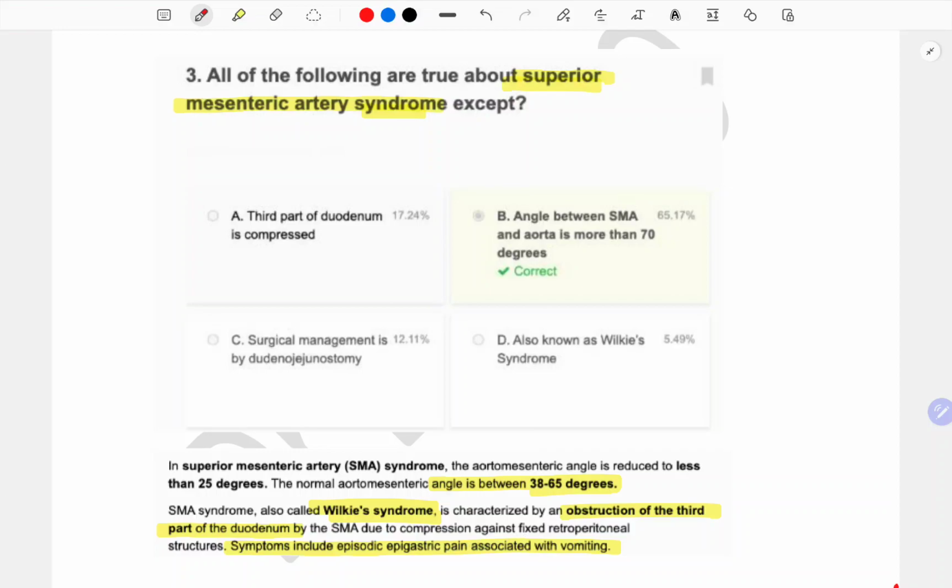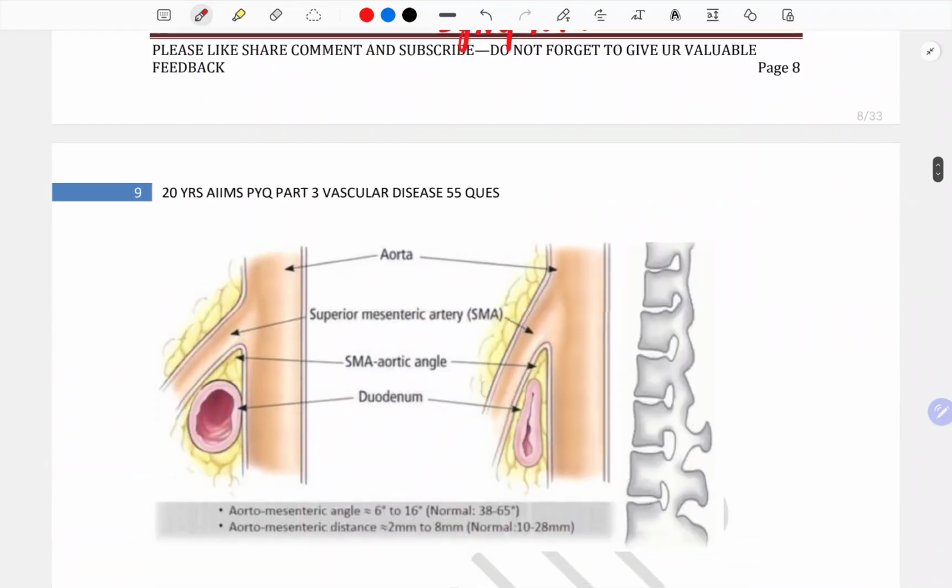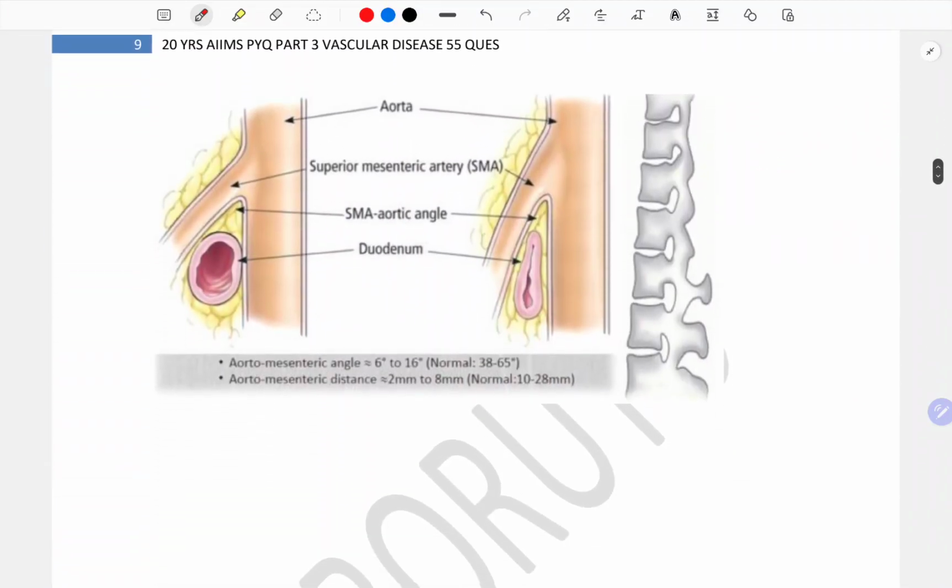So they are asking the wrong statement. The third part of the duodenum is compressed. Now this is a right statement because the duodenum is compressed, not the superior mesenteric artery. Second, the angle is more than 70. No, it is less than 25 degrees. Third, surgical management is duodenojejunostomy. Definitely we will do it because the duodenum is compressed, so we have to bypass the duodenum. Fourth, it is Wilkie's, I just now told you. So the answer is this. Now I will show the image that was given in the question. So this was the image, and the angle is reduced and the duodenum is compressed.